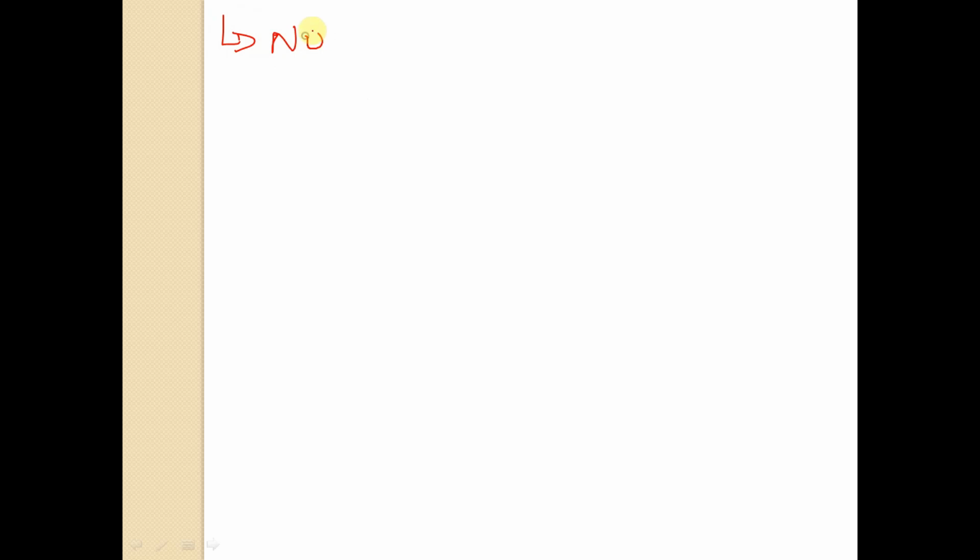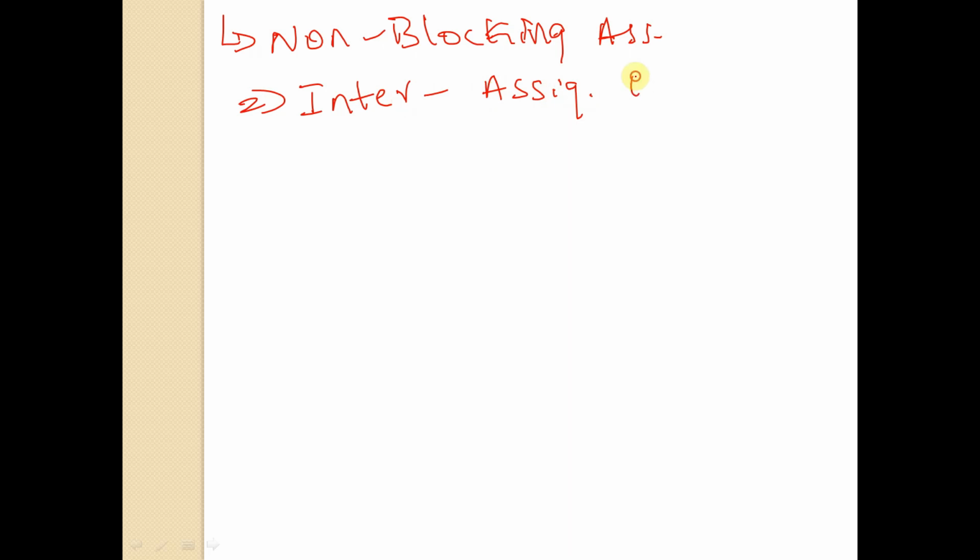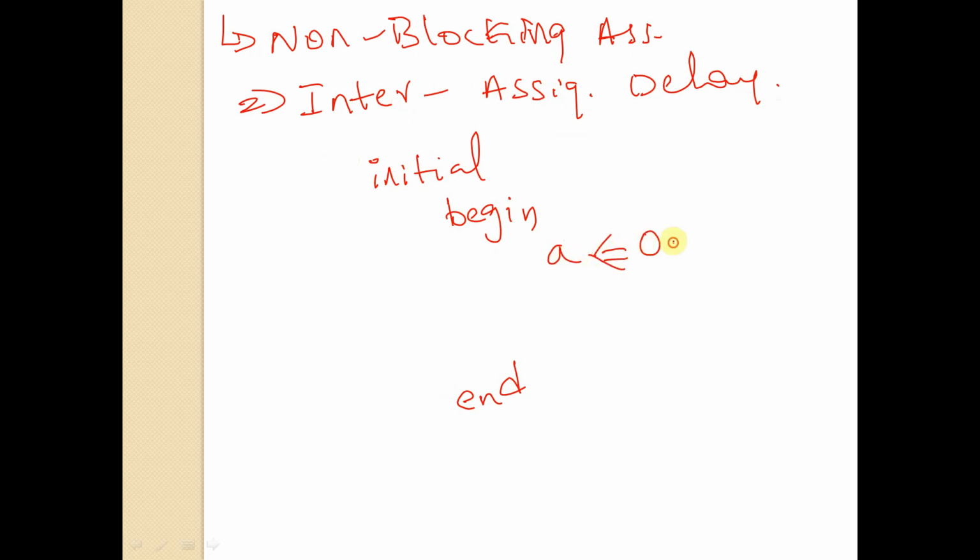Now I'm going to take the next case, which is non-blocking assignments, and I will take inter assignment delay only. So within an initial begin end block, I will assign a is equal to 0. This is non-blocking, and I will use inter assignment delay: b is equal to 1, and hash 10 c is equal to 1. So I'm using inter assignment delay and non-blocking.